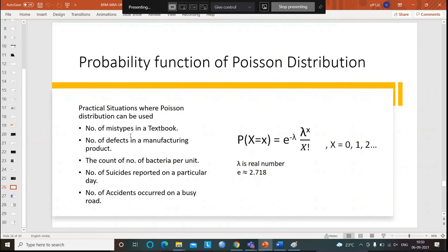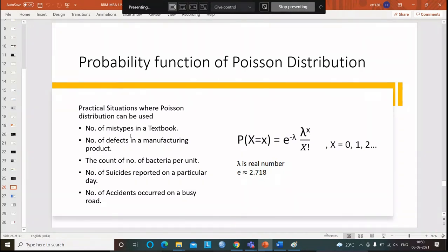Next one, number of suicides reported on a particular day. On a particular day, n number of people are dying due to different causes, whether it might be heart attack, accident, whatever it might be, out of which how many people die intentionally by suicide? It is also a small number.